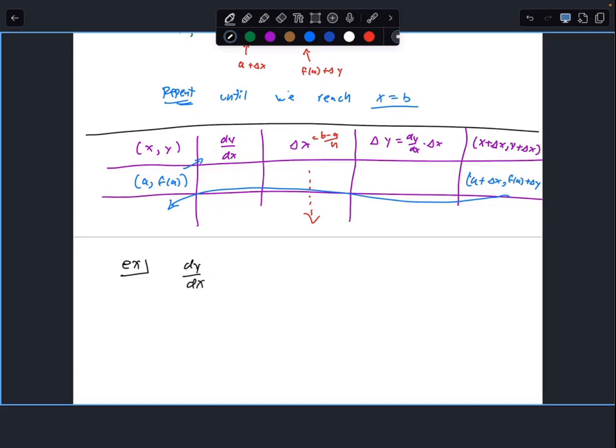dy/dx equals x plus y. We know that f of 2 is equal to 0, and we want to use Euler's method.